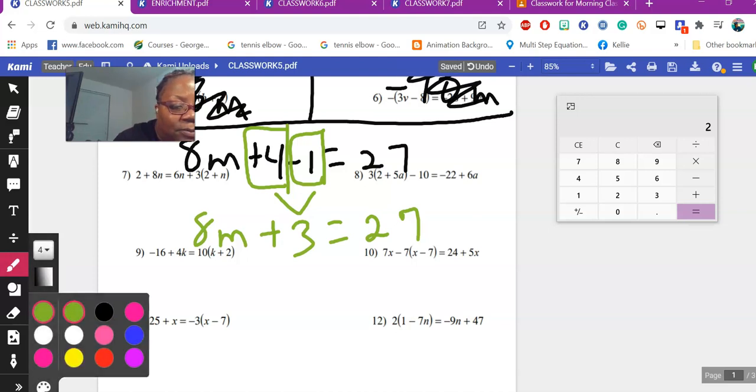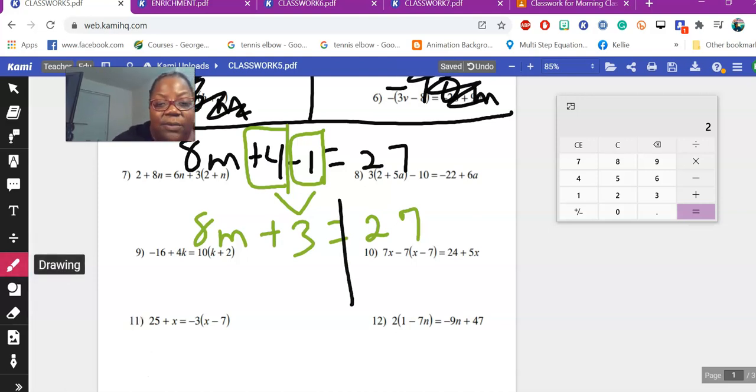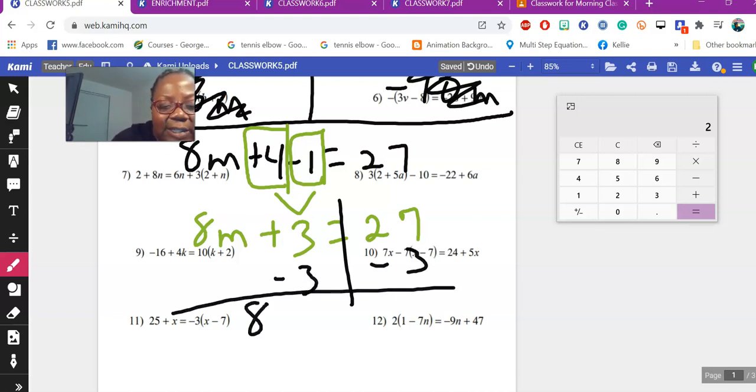All right. Now, what basically just happened is you created a two-step equation. Look at what you have. That's a regular two-step equation that we have practiced before, right? So, we know what to do. We've got to get m by itself. You start with the adding or subtracting first. That leaves us 8m.